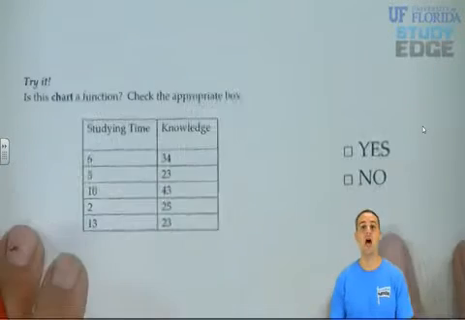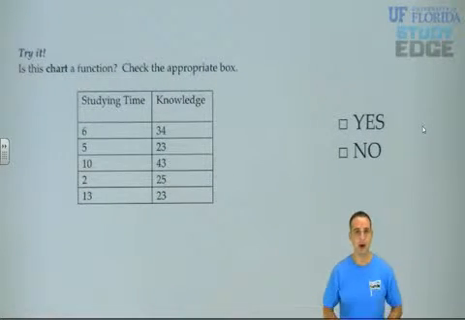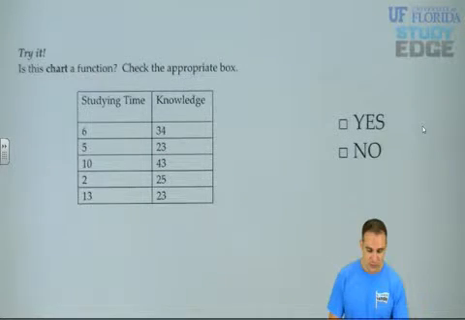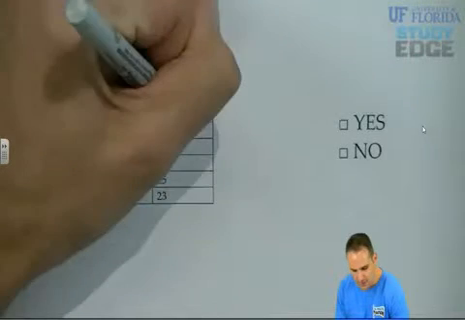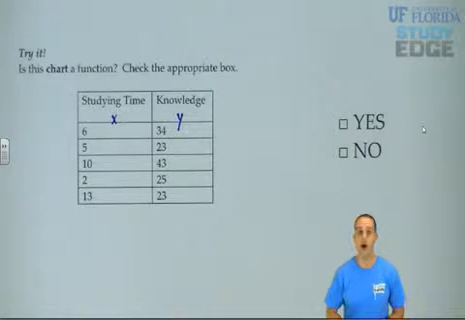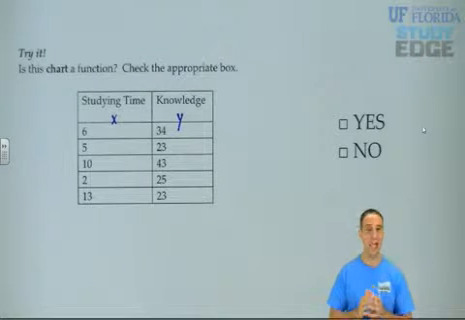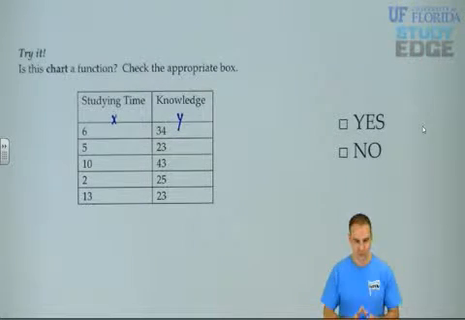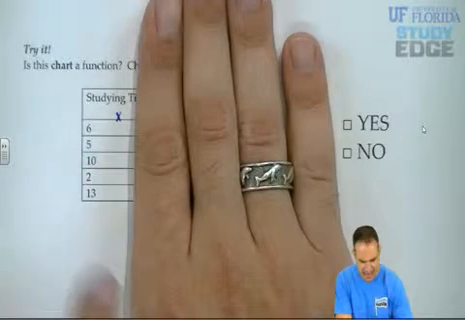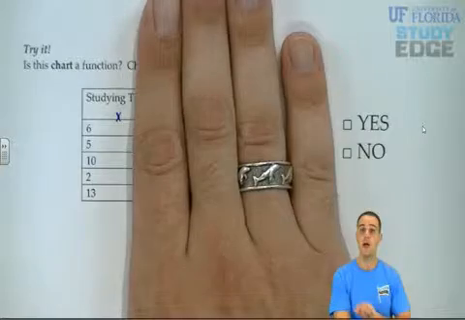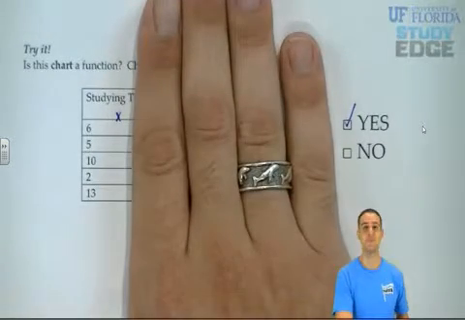Next up, let's look at a chart. Is this chart a function? Check the appropriate box. If you notice, this is not labeled x and y. But you have to realize that the first column is x, the second column is going to be your y. What are we looking at? X. Remember, we're looking at x to see if this chart will be a function. Looking at the x's: 6, 5, 10, 2, 13. They're all different. So yes, this is a function.